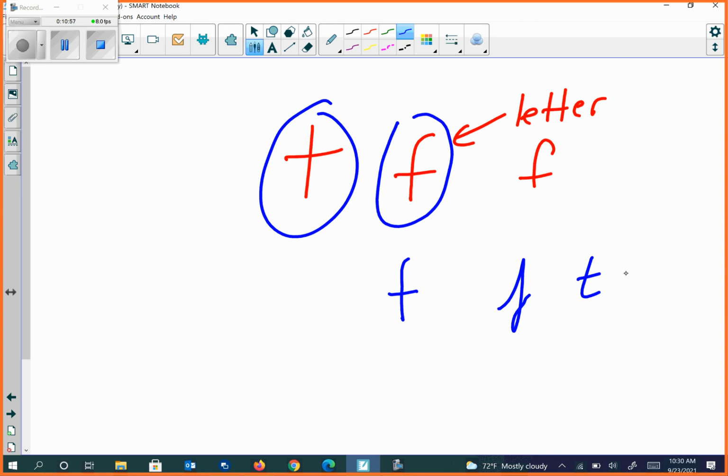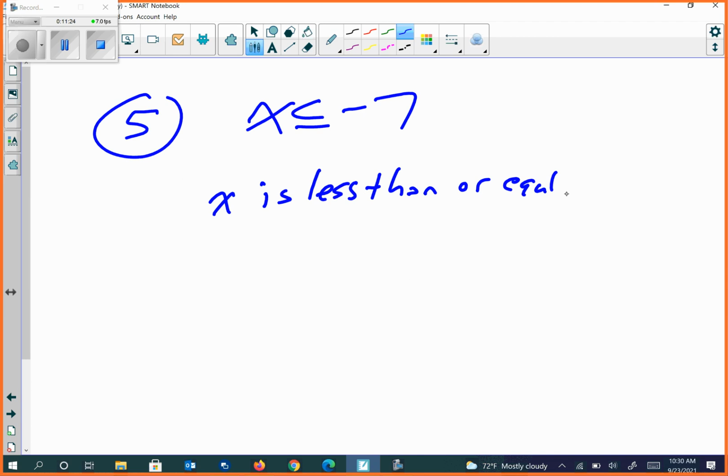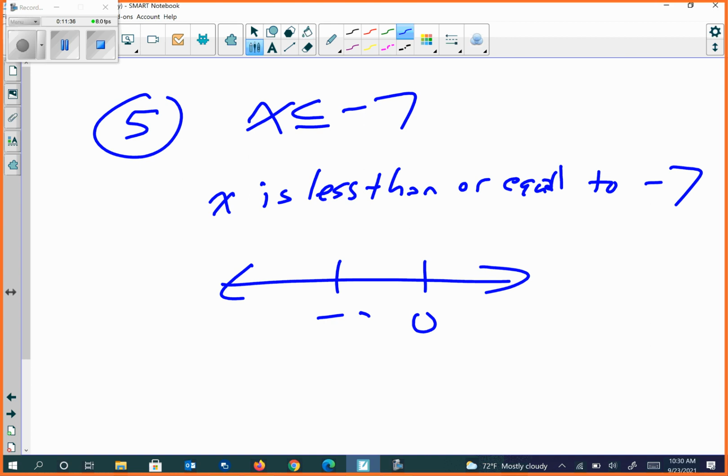All right, are we good on the homework? Feel all right? Yes, ma'am? Number 5, x is less than or equal to -7. It says write an inequality in words. Okay. X is less than or equal to -7. And then graph it. It would look like this. If I had a 0 here, I had a -7 here. It's a solid dot on the -7, and it goes this way. We got it. And then graph. Okay, cool. We got it. Anything else off the homework?